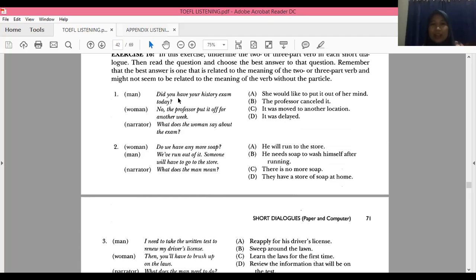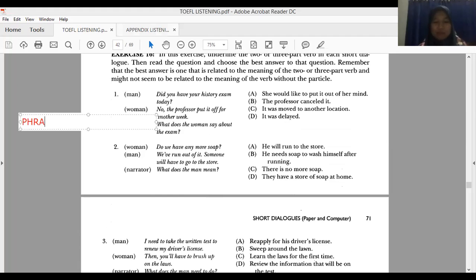Oh yeah, I usually call it phrasal verbs. Phrasal verb. Nama lainnya. I call it phrasal verbs supaya lebih singkat daripada two and three part verbs. That's long. Phrasal verbs.